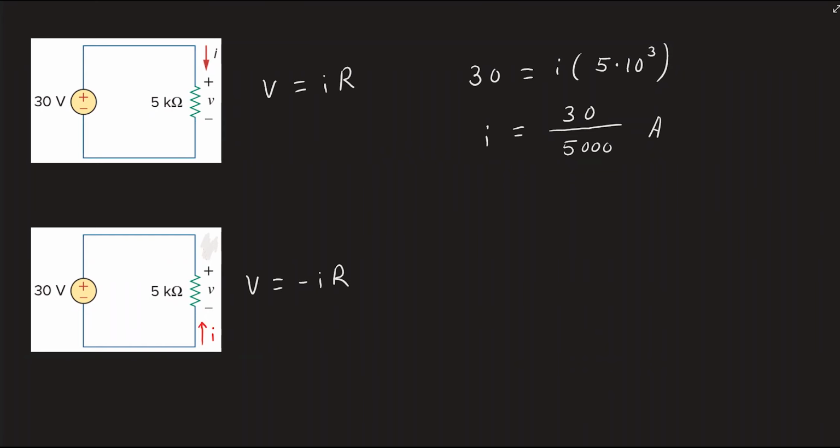So we do the same thing. 30 equals negative I times 5 times 10 to the 3. And then again, just solve for I. And you get I equals negative 30 over 5,000 amps. And really, that's the same exact answer because the negative sign just means that the current is actually going the opposite direction. So it's negative 30 over 5,000 through the negative terminal, which is the same thing as positive 30 over 5,000 through the positive terminal.